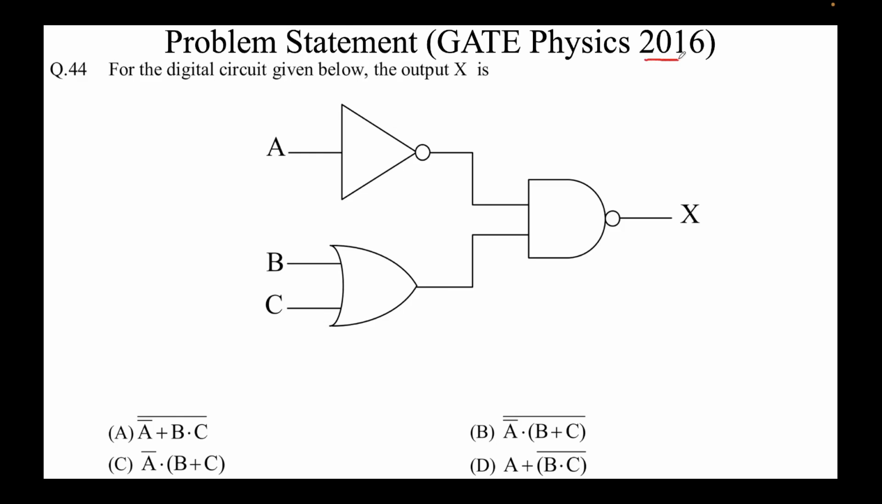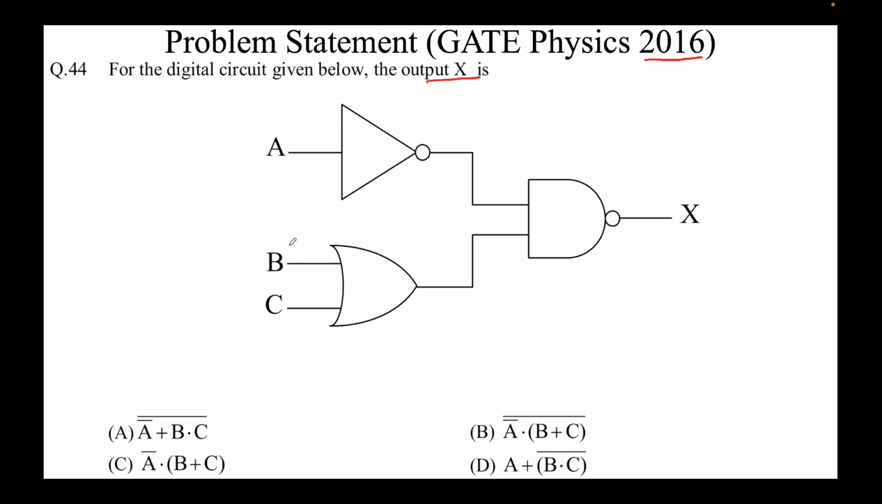The problem statement from GATE Physics 2016 reads as follows. For the digital circuit given below, the output X is. We have been given a circuit with 3 logic gates, and we are required to find the output X, which is on the right side.